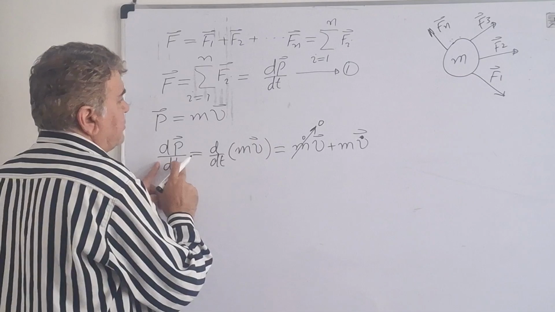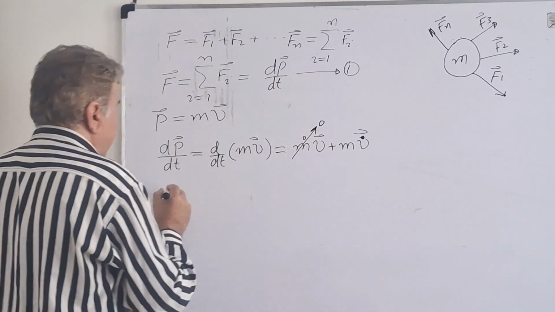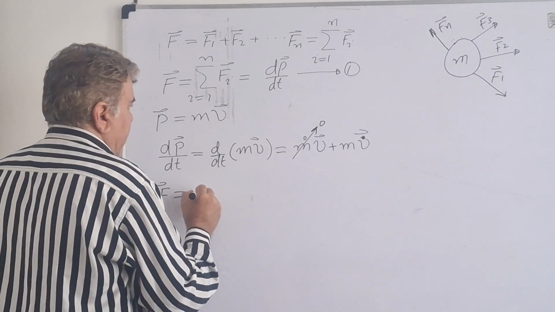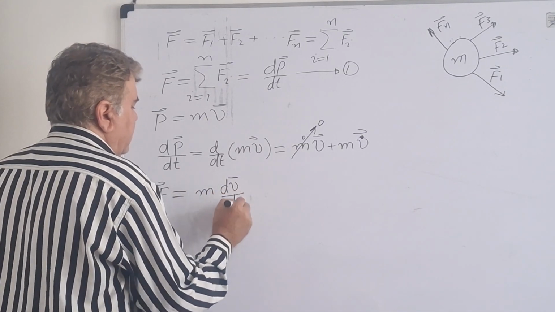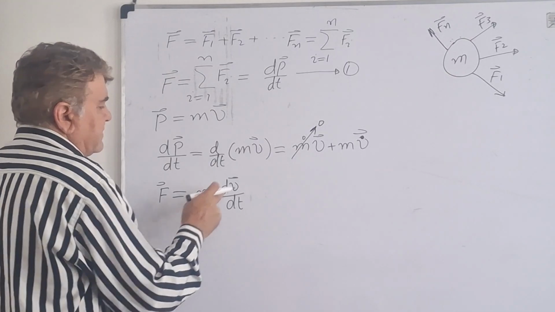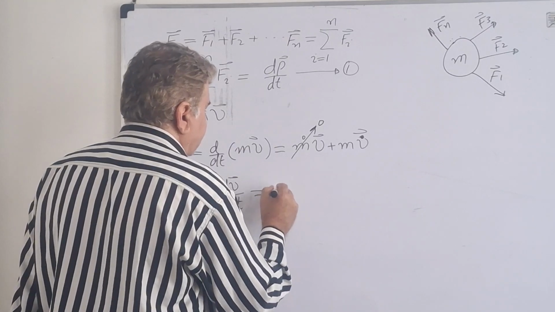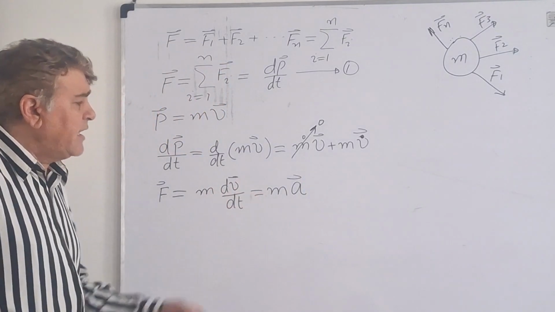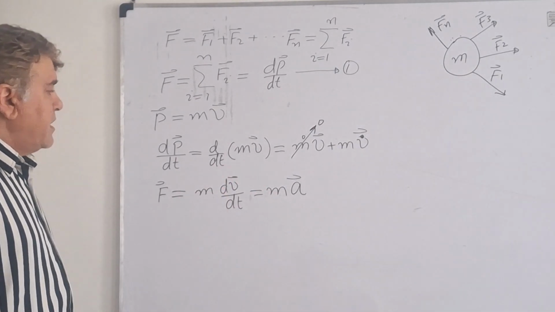And if I substitute dp over dt equals m v dot in equation 1, I can reduce the equation to this form, m times dv over dt. Now dv over dt is in fact acceleration, therefore I write this as m times a, which is the case of Newton's second law for particles with constant mass.